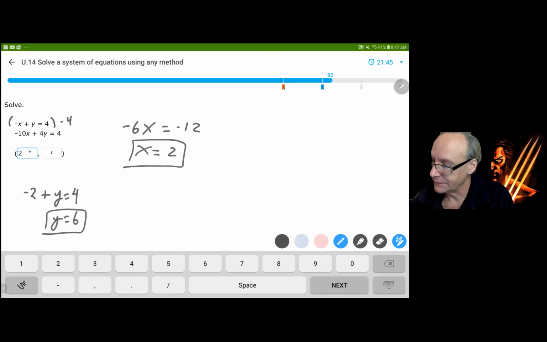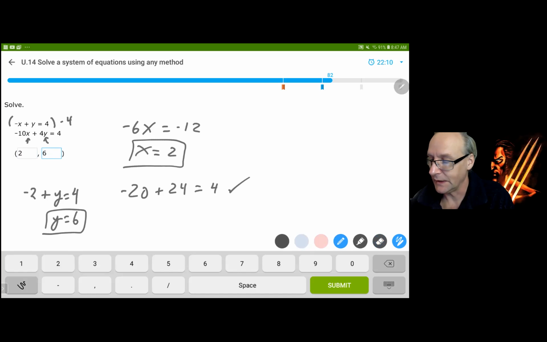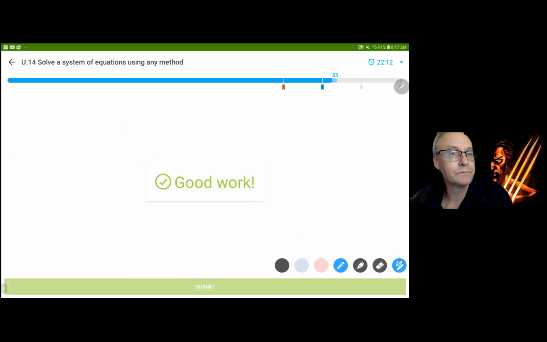Now, the question is, am I right? Well, it helps if I actually put it in the right place. There we go, 2, 6. Now let's see. I'm going to put both of those solutions into my bottom equation, which gives me -20. I put the 2 right there, didn't I? And I put the 6 right there, plus 24. Is that 4? Oh, yeah. There we go.